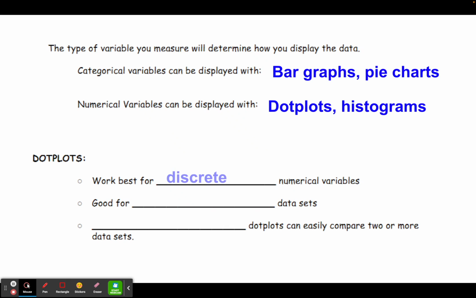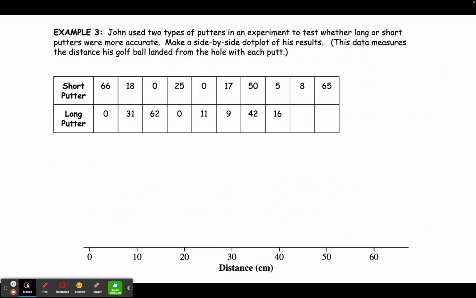So dot plots work best for discrete numerical variables. They are also good for small-ish data sets. Generally, you don't want to make a dot plot with 500 dots on it. So you want your data set to be relatively small. Otherwise, it just becomes time consuming. Also, side-by-side dot plots can be used pretty easily to compare two data sets. So we're going to make one of those.